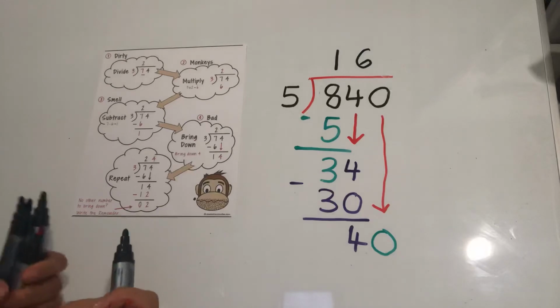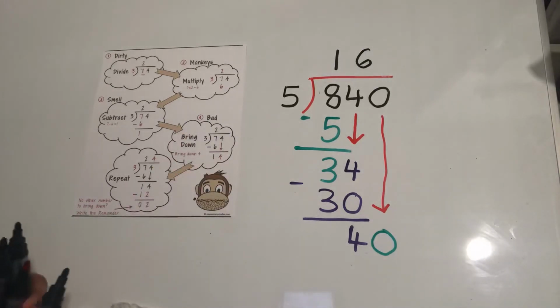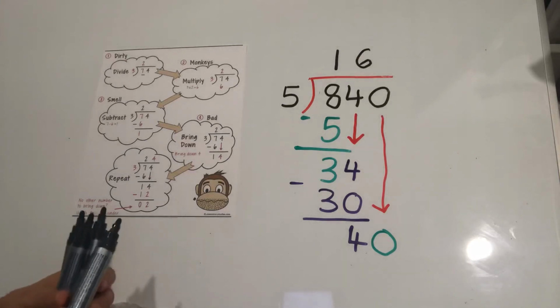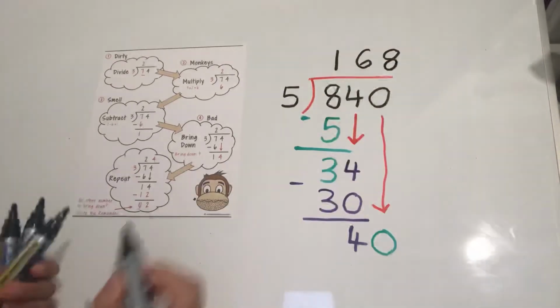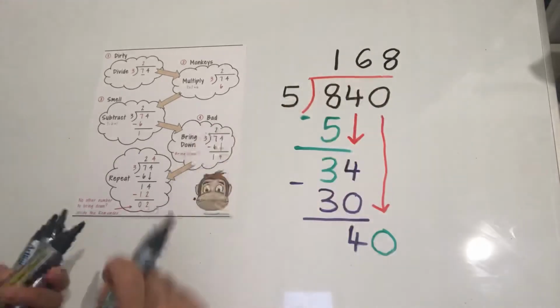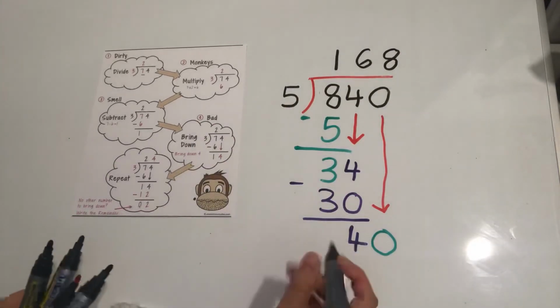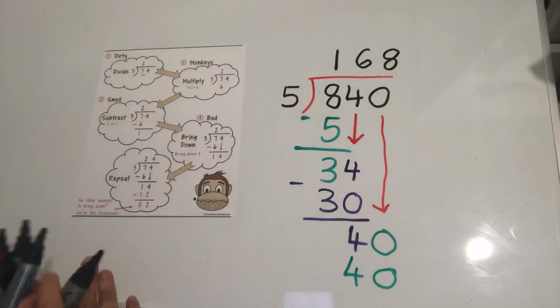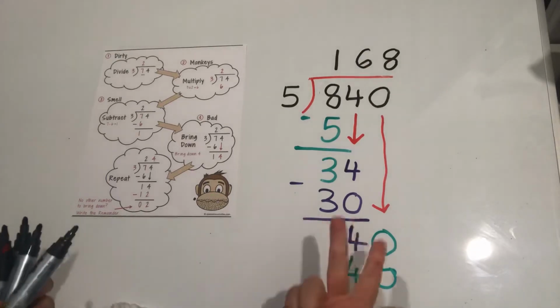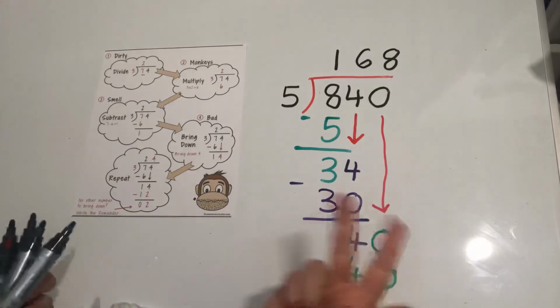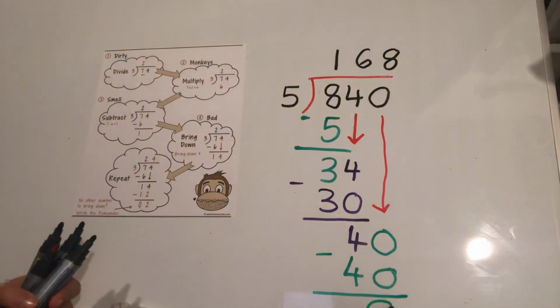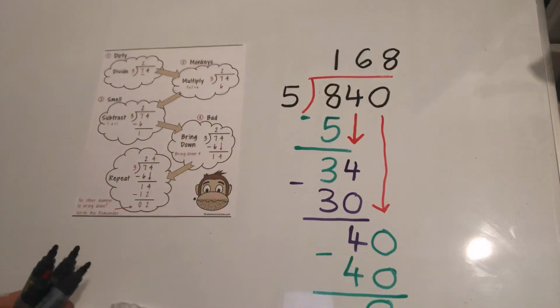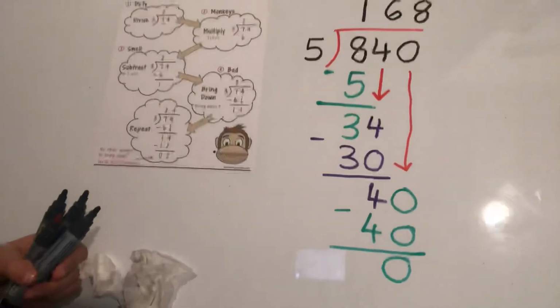So can we share 40 out amongst 5? To make it easy for us, we think 5 times what is going to give us 40? Yes, 5 times 8. So 40 divided by 5 is 8. So we write that at the top. Then we multiply. 5 multiplied by 8 is 40. And we can use our skip counting, remember, to help us check that. 5, 10, 15, 20, 25, 30, 35, 40. Yes, that's right. We subtract 40, take away 40 equals 0. And this shows us that we have no remainders left over for this equation.